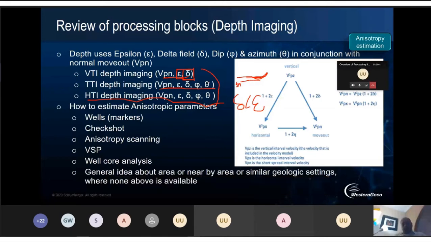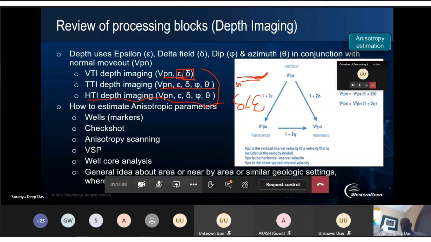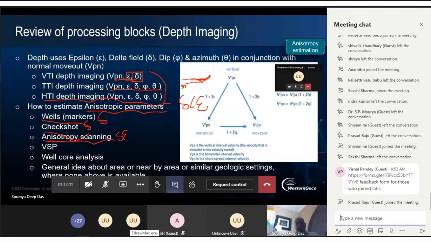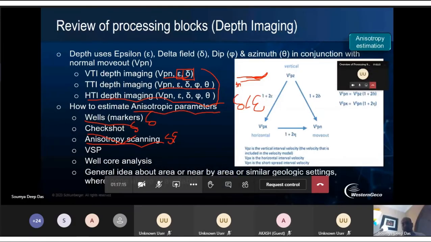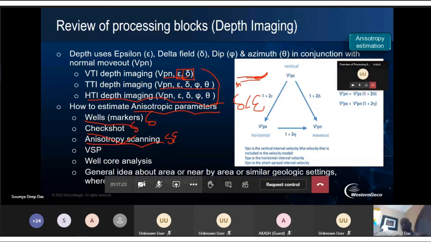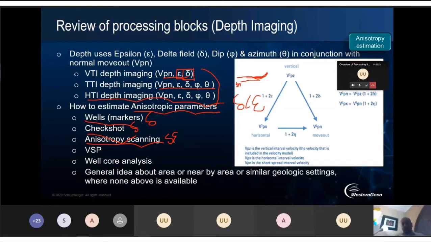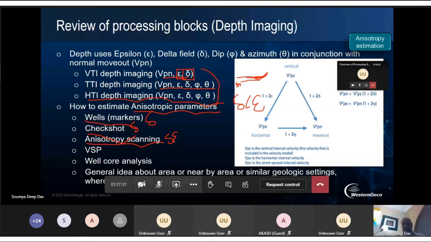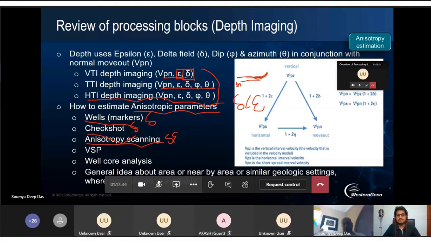So how do we estimate anisotropic parameters? That's the most difficult part, I would say, in the depth processing. So we use well markers. This gives the delta estimation. Check shot is mostly delta estimation. Anisotropic scanning, we give delta and epsilon both. VSP, delta. Core analysis also gives the speed. And if you don't have anything of all this above, don't worry. We will use the geologic information or the legacy information, book information, or near similar geology information to have some function to start with. Because now we have the capability to do multi-parameter update, which means we can simultaneously update VPN, epsilon, and delta. So this is the advantage we have. But something is better than nothing in this case.